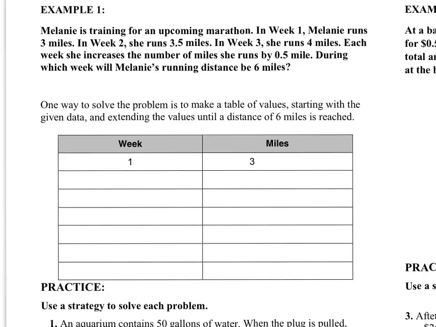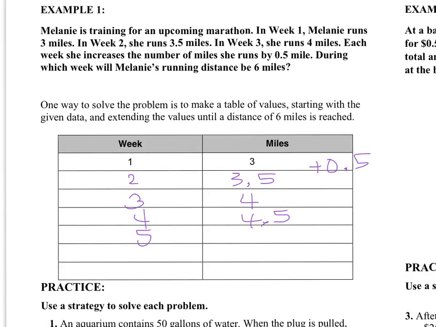So one way to solve this problem is to make a table of values starting with the given data and extending the values until the distance of 6 miles. So for week 1, we were told she ran 3 miles. For week 2, it was 3.5 because we're going to add 0.5 each time. So we're adding, and that is our pattern. Then for week 3, she's running 4 miles. Week 4, it's 4.5.